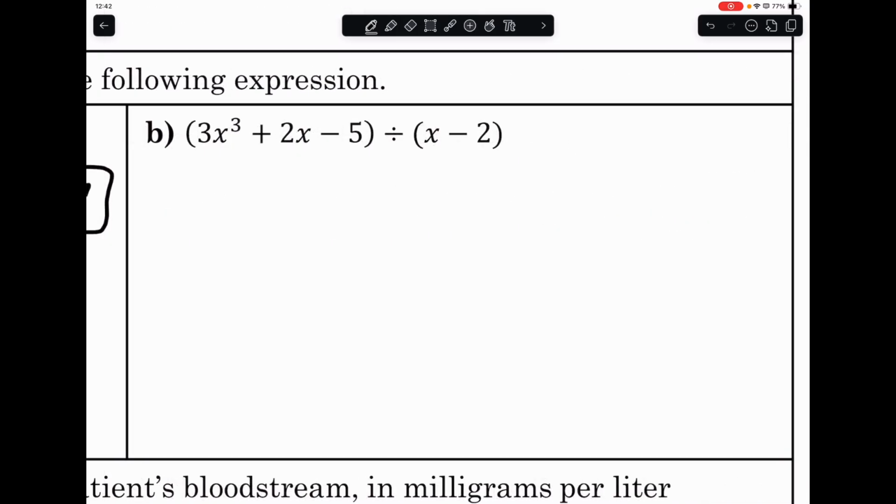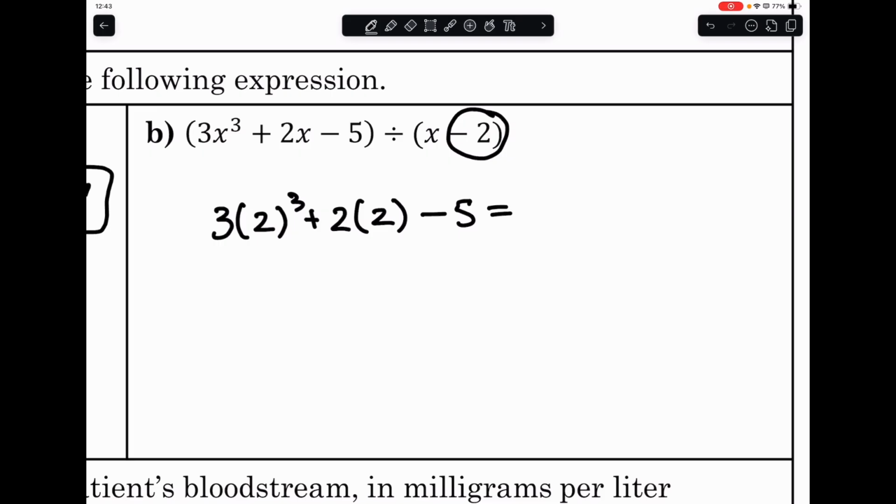For this example, if our objective again is to simply find the remainder, not to actually divide this, and only focus on what the remainder is, we can get that according to the remainder theorem by simply plugging in the opposite of this value, so positive 2, into our expression. And this equals a total of 25. So that is our remainder for our second example.